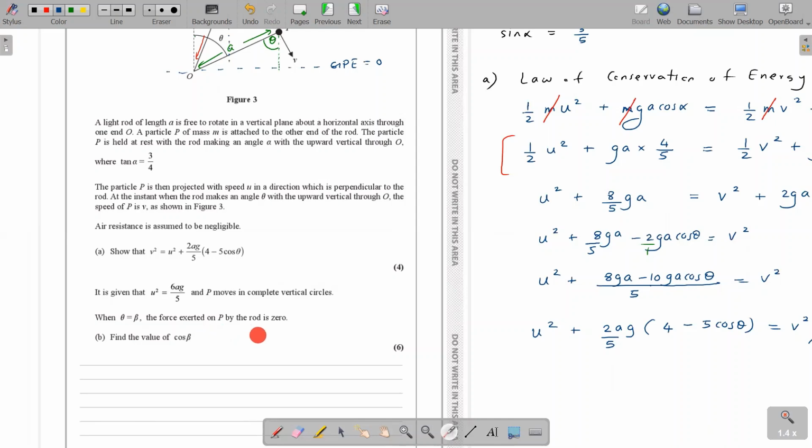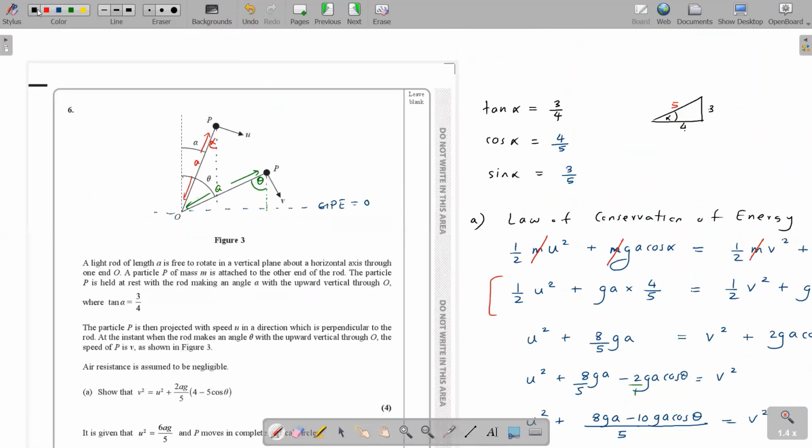So the force exerted on P by the rod: what are the forces we have here? Let's talk about the forces and then say which one is 0. We have the weight of the particle, that is mg. What else do we have? You have the tension here, isn't it? So this is the force exerted on the rod by P, right? So this is what you should make equal to 0.